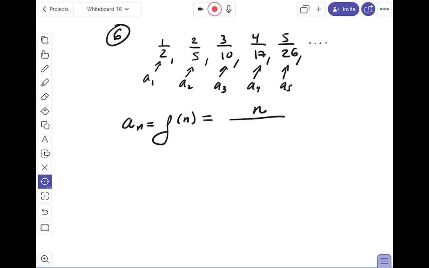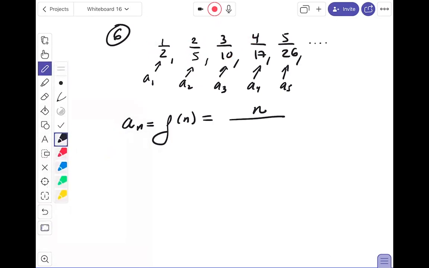But what I do notice, and I'll put a note over here, is that this number squared plus 1 is 26. This number squared plus 1 is 17. This number squared plus 1 is 10. This number squared plus 1 is 5. This number squared plus 1 is 2.